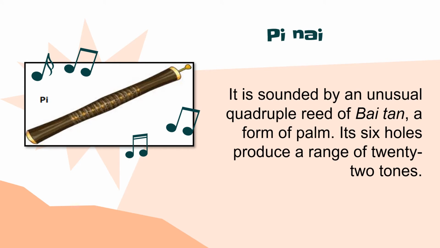Pinae. It is sounded by an unusual quadruple reed of baitan, a form of palm. So it has 6 holes and produces a range of 22 tones. So the 22 tones lang yung napoproduce na sound ng Pinay.